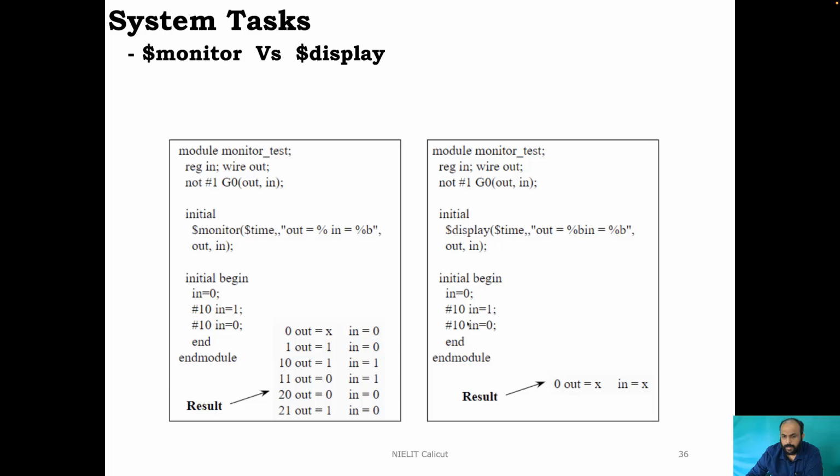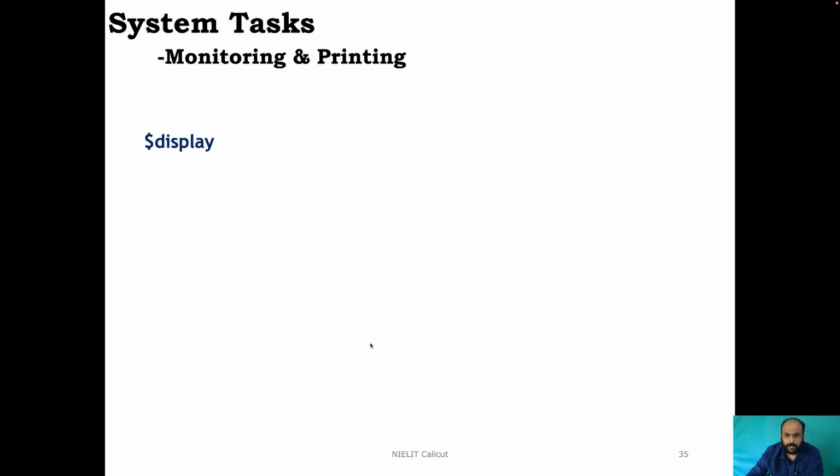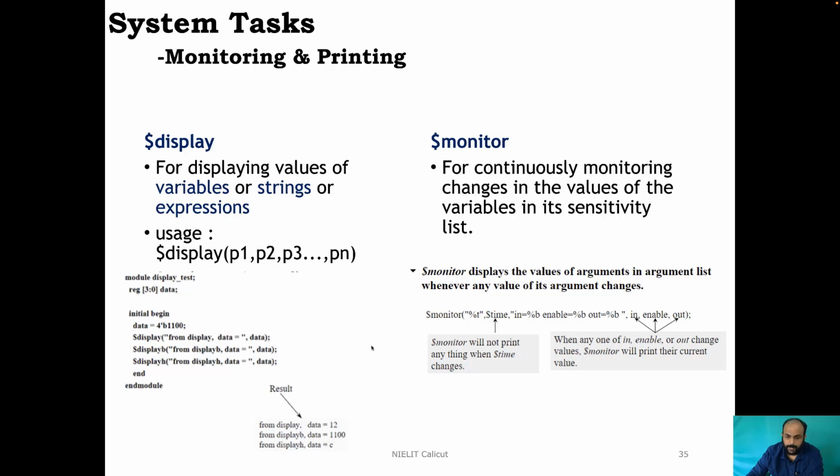But in the case of display, which is shown on the right-hand side, you have written display under the initial, and only the last value will be taken into consideration. Okay, so that's the difference between monitor and display. As I explained earlier, monitor needs to be invoked only once. It will continuously monitor changes in the values of the variables in its list, whereas with display, every time you want to display something, you have to give a separate display.